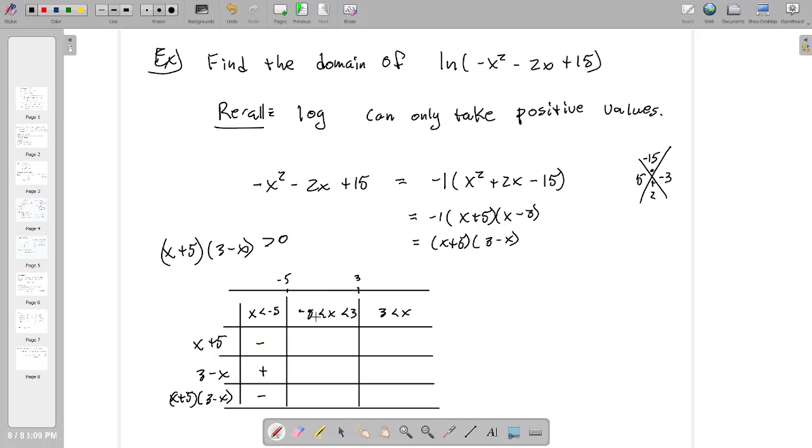If we're between negative 5 and 3, say 0, we have a positive and a positive. So we would have a positive times a positive. And if we're to the right of 3, say 20, 20 plus 5 is positive, and 3 minus 20 is negative. So we'd have a positive times a negative, which gives us a negative. So the only values for which this function is greater than 0 is between negative 5 and 3, where we exclude negative 5 and 3 because the logarithm cannot take 0 either. They have to be strictly positive numbers.